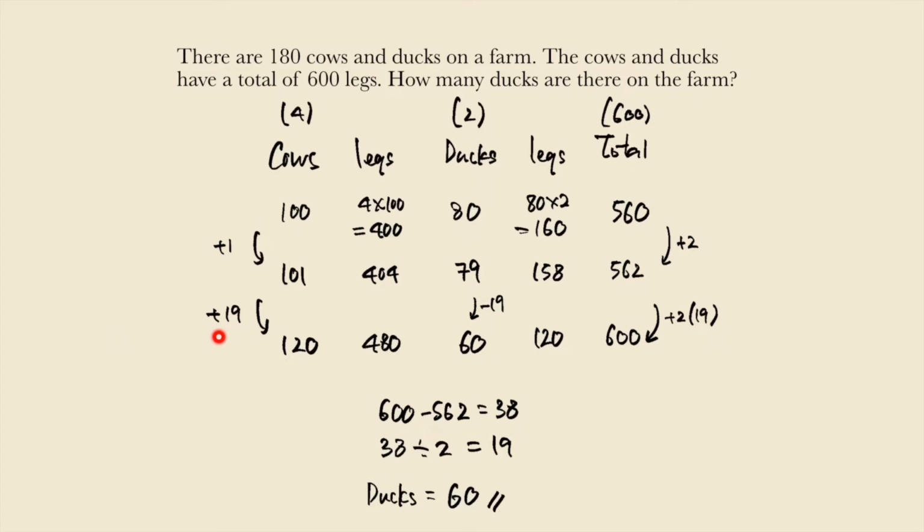See that? And therefore, I do not have to go through a long process of guessing and guessing and guessing. So in this case, I'm going to add 19 to 101. That's 120. And confirm that you do get 600. So usually I do this. I increase or decrease by 1, and then I find the gap. I find out how many steps I need to fill that gap, and then I do the entire question in 3 steps. So the number of ducks is 60.